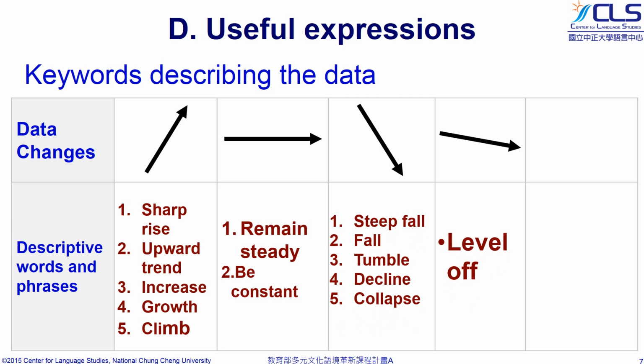Different from rise or fall, level off means that the trend stops going up or down and remains at the same level. Fluctuate is a common word to describe ups and downs of a trend.